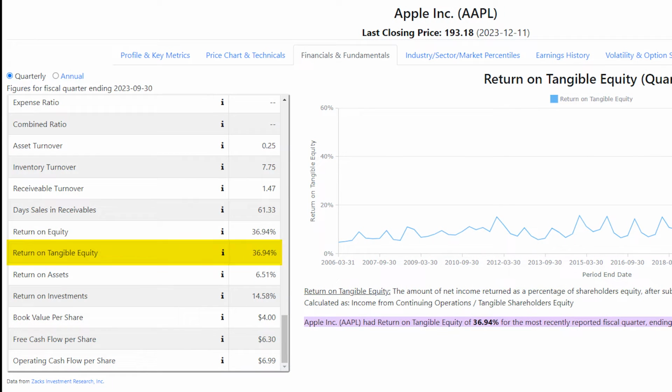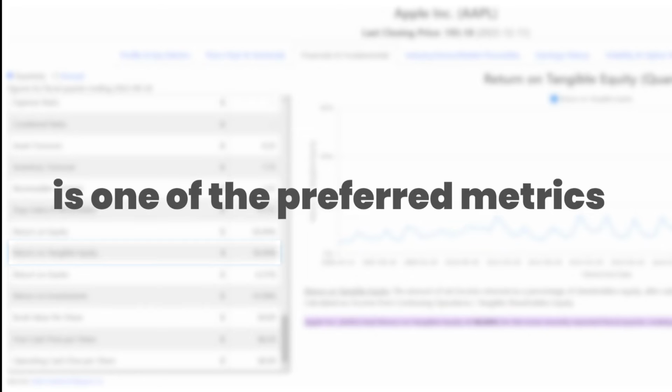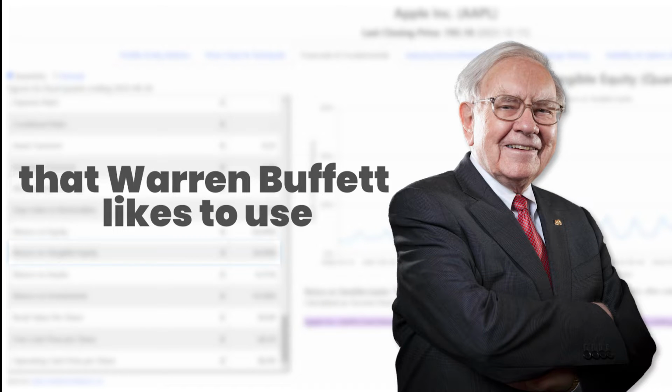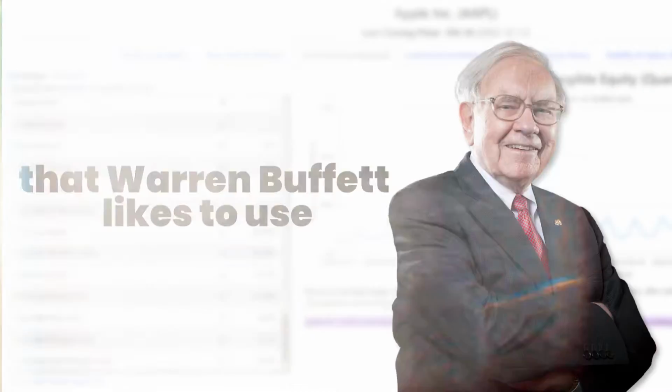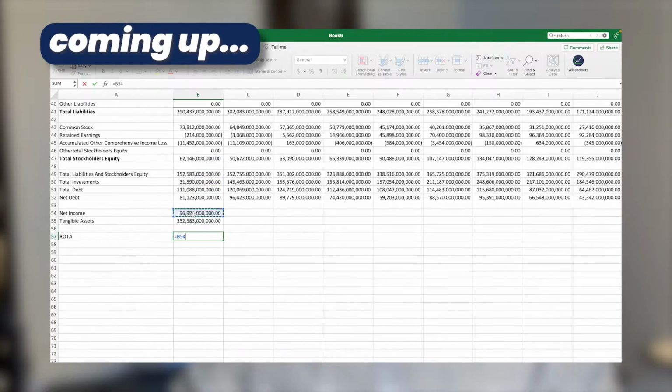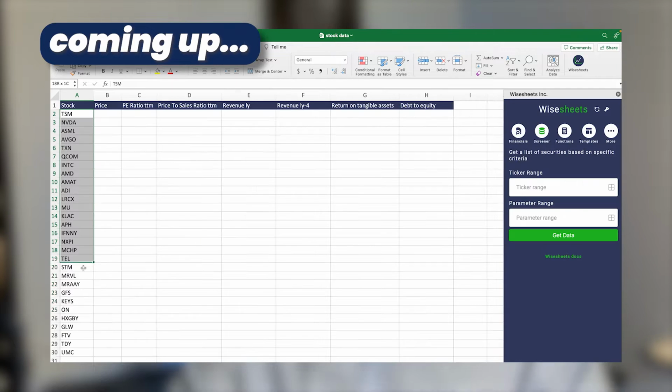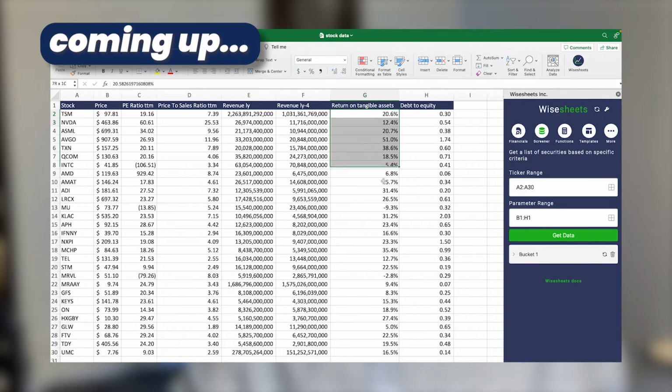This is a company's return on tangible assets. And this metric is one of the preferred metrics that Warren Buffett, the greatest investor of all time, likes to use. Stay tuned as we uncover the secrets that Warren Buffett utilizes to make good investment decisions using this metric. Incorporating Buffett's insights when it comes to the return on tangible assets can completely transform the way that you go about investing.